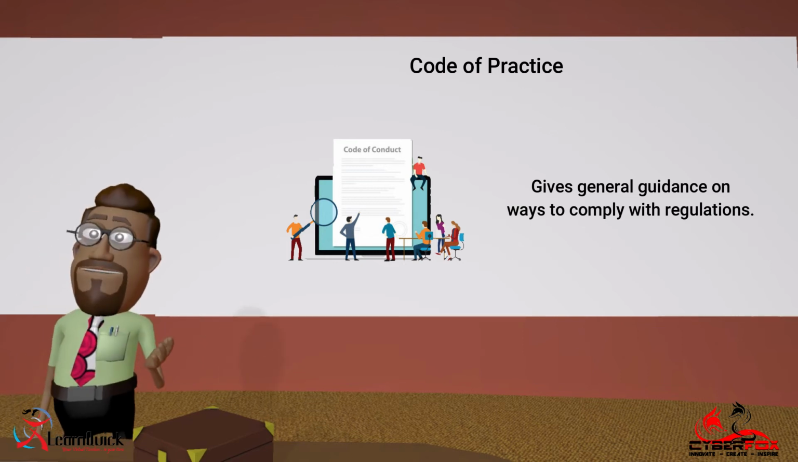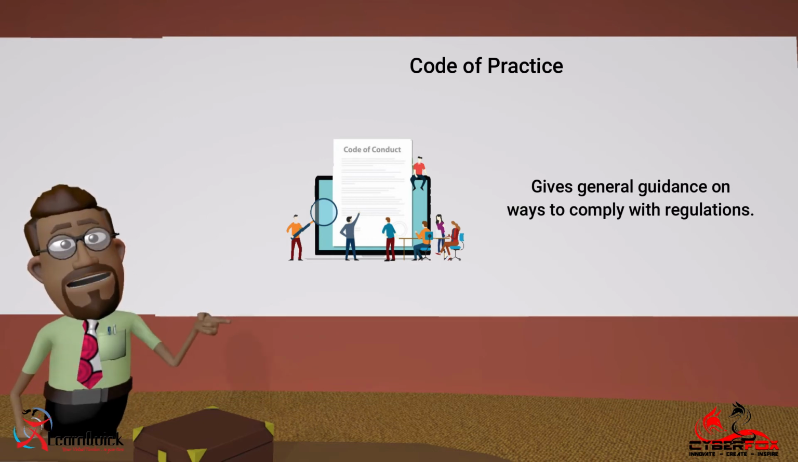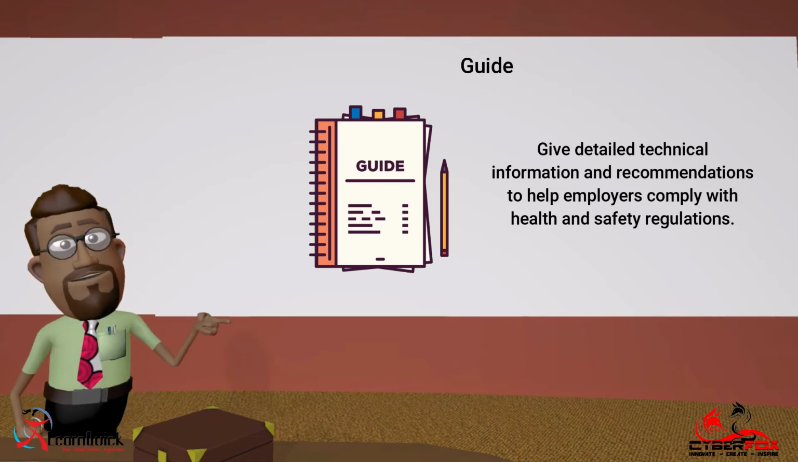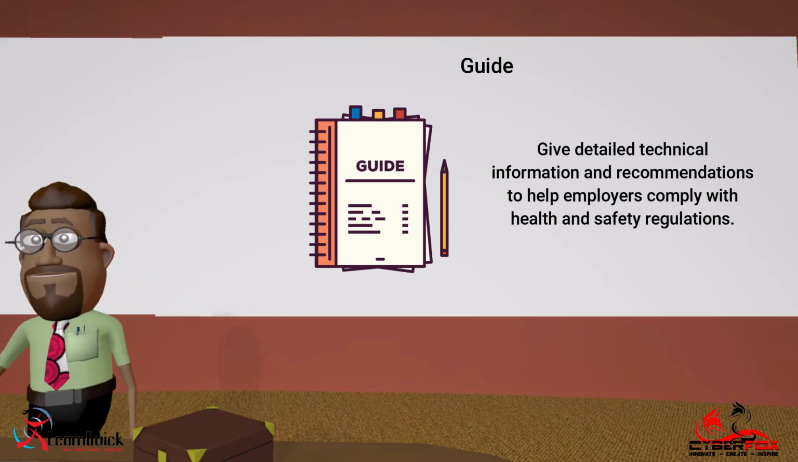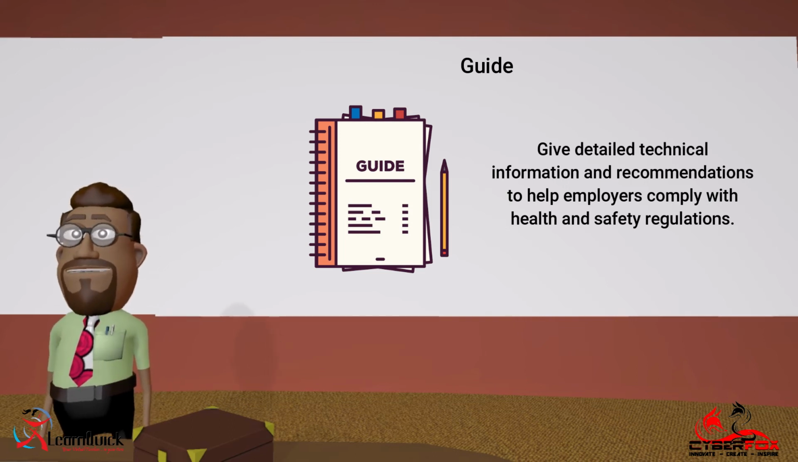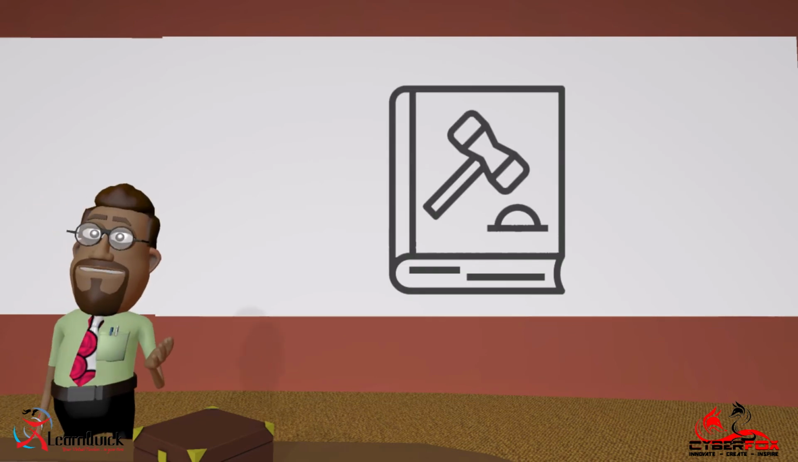The Code of Practice is adapted and amended by the relevant governing bodies under the Ministry of Labour, and internal labour organization codes of practice may be adapted by governments. Guides give detailed technical information and recommendations to help employers comply with health and safety regulations. Just like the Code of Practice, it is not backed by the law, and it is adapted and amended by the relevant governing body. Everyone has the right to see the occupational health and safety legislations of their country.